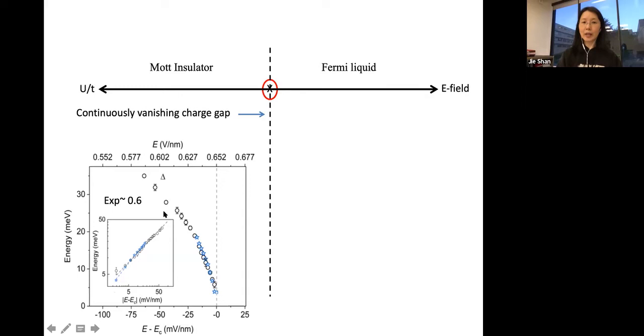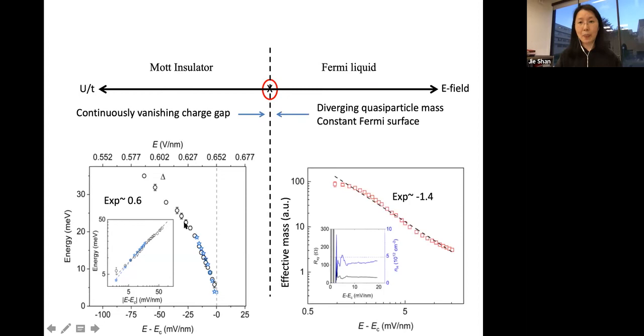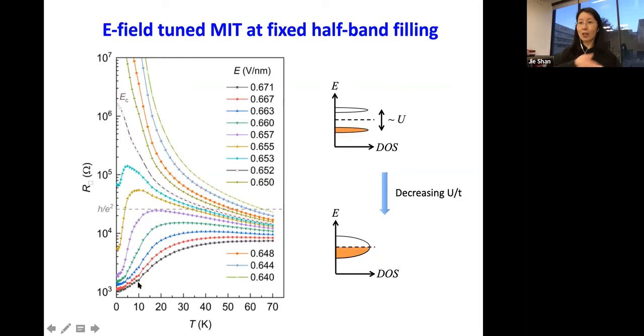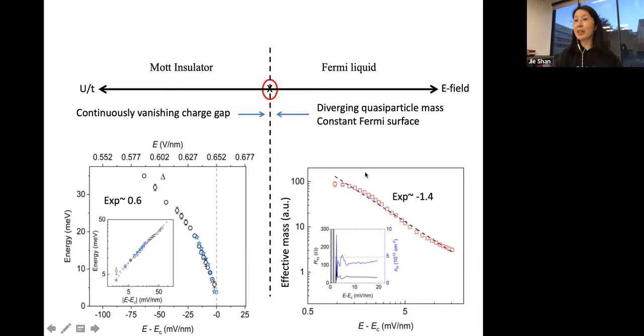And the scaling exponent is on the order of 0.6. On the other hand, if we go from the metallic side and try to approach this critical point, you see here resistance goes like a square of temperature, and that's a typical Fermi liquid behavior. And that coefficient, the square root of that coefficient, tells you about the effective mass, and the mass diverges when we approach that critical point.